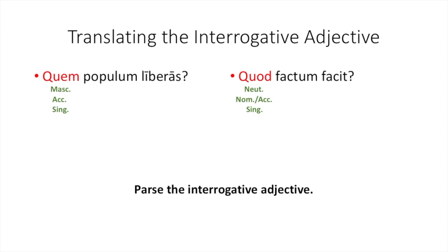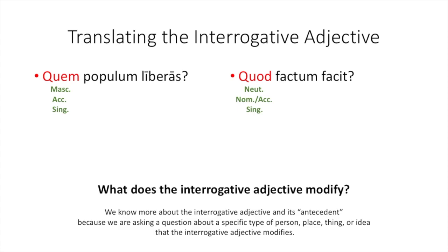Notice that these are also usually the first words in the sentence, just because they're interrogatives and you want to know you're asking a question fairly early in the sentence. And since they're an adjective, you need to find the word that the interrogative adjective modifies. This will have the same gender, number, and case as the interrogative adjective because it's an adjective. So hopefully you have noticed that quem modifies populum and quod modifies factum.